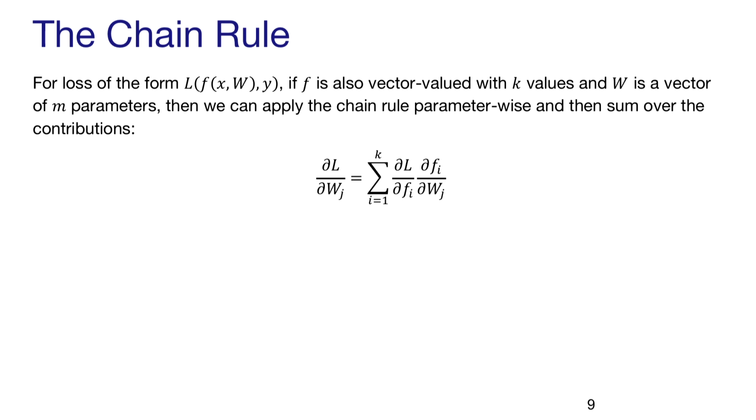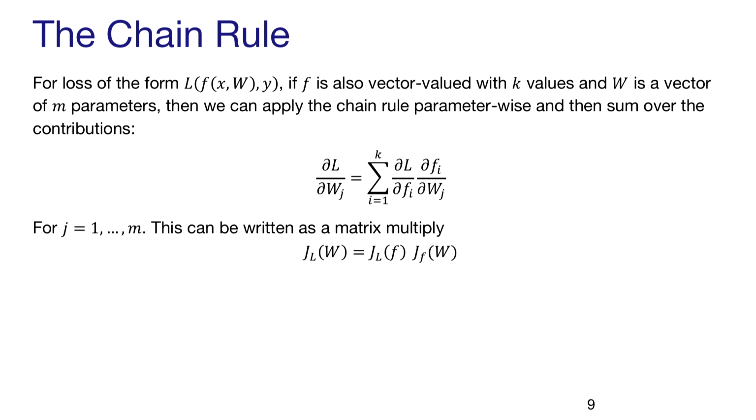So the total change in L is the sum of the changes in L caused by each component of f, right? L is a function of f, which is a vector. So the total change in L, because derivatives are linear, is the sum of the effects due to the individual components of f. Okay, so that's where that sum comes from. In other words, it's the chain rule. For each particular component of f, it's the chain rule that we just saw.